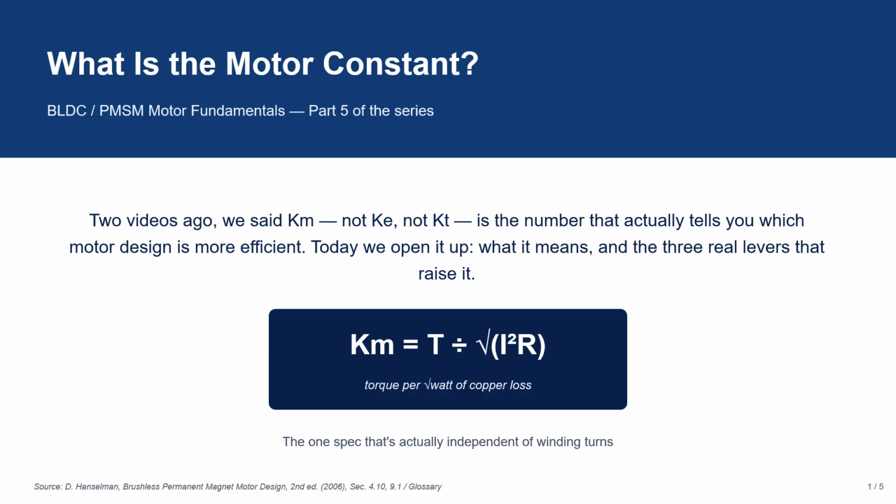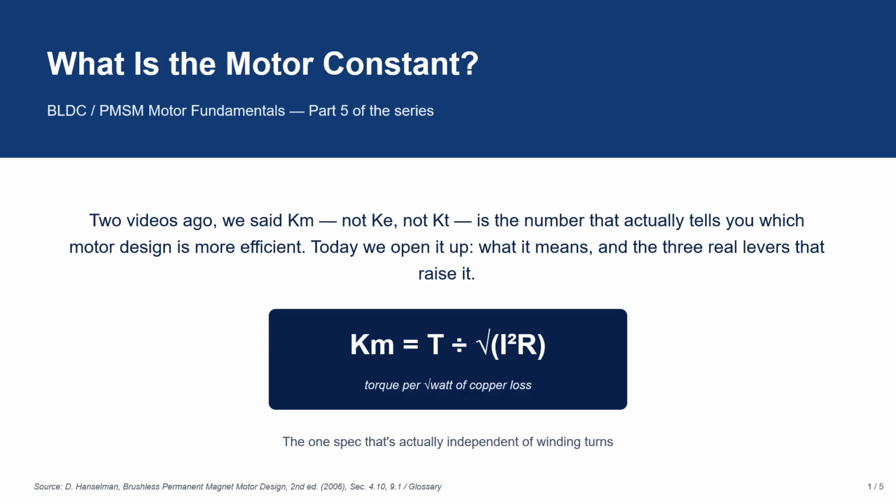Formally, Km is defined as torque divided by the square root of I squared R, the copper loss. In plain terms, it measures how much torque you get per unit of heat you're willing to dissipate in the windings. And here's the property that makes it so trustworthy.